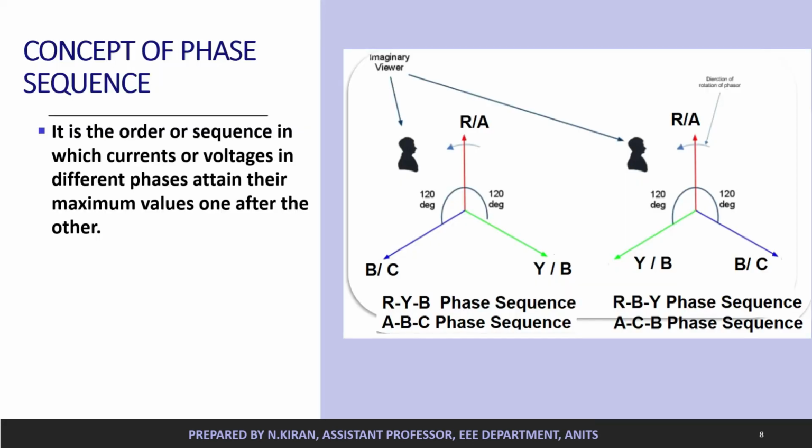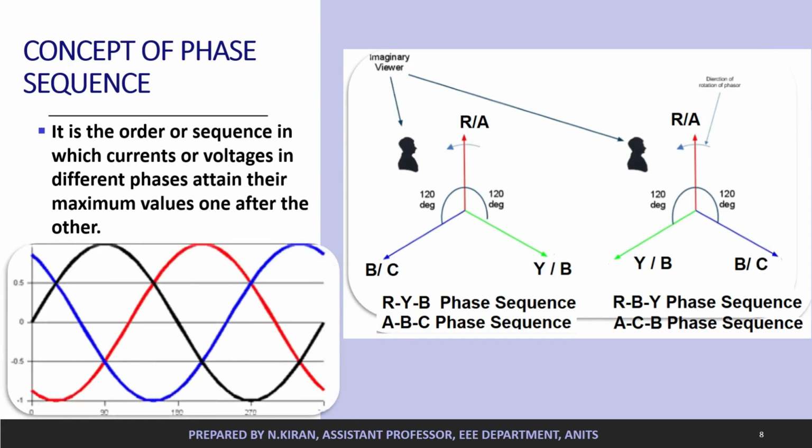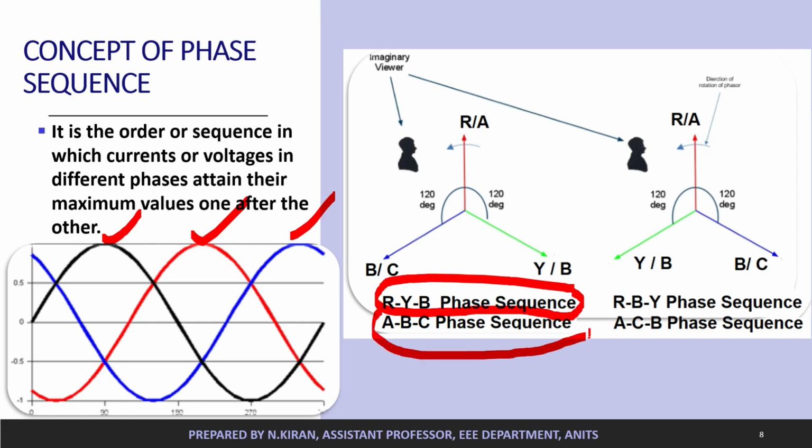The phase sequence. The phase sequence is nothing but the order or sequence in which the currents and voltages in different phases attain their maximum value one after the other. From the waveform I can see that first the R phase attains its maximum value, then the Y phase, then the B phase. This sequence we generally call the RYB phase sequence. It is equivalent to the ABC phase sequence. Both are one and the same, only the notation has changed.